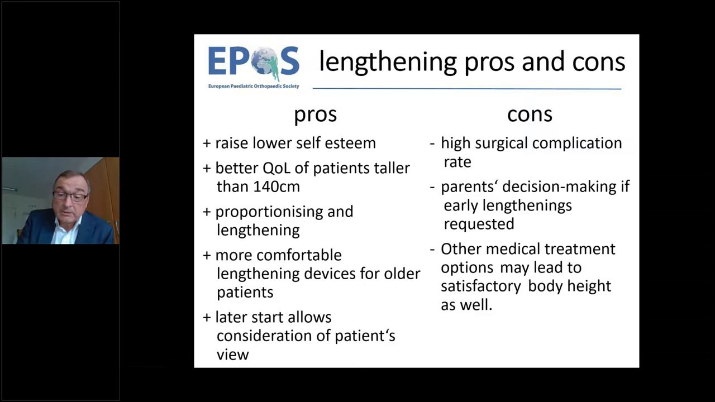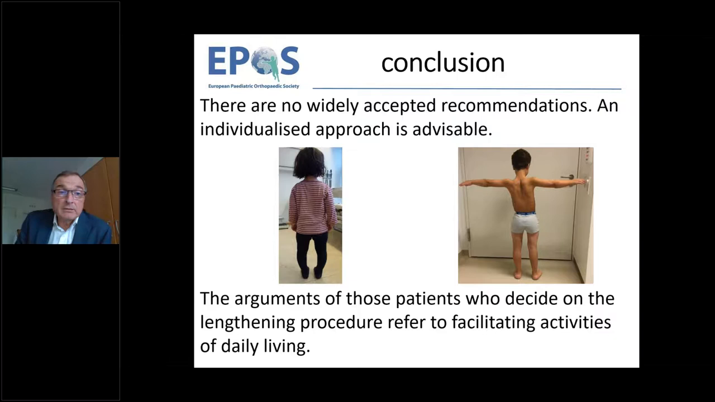So in conclusion, there are no widely accepted recommendations, and an individualized approach is advisable, and the arguments of those patients who decided for a lengthening procedure refer to facilitating the activities of daily living.